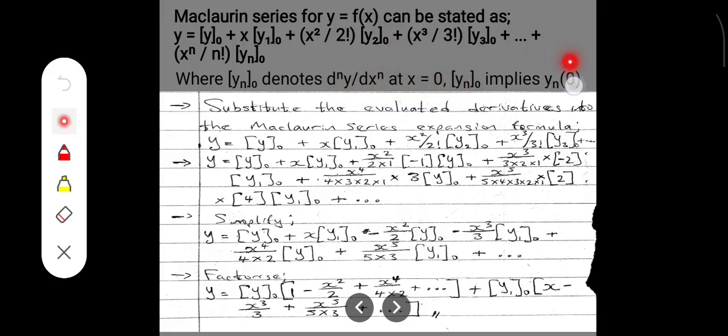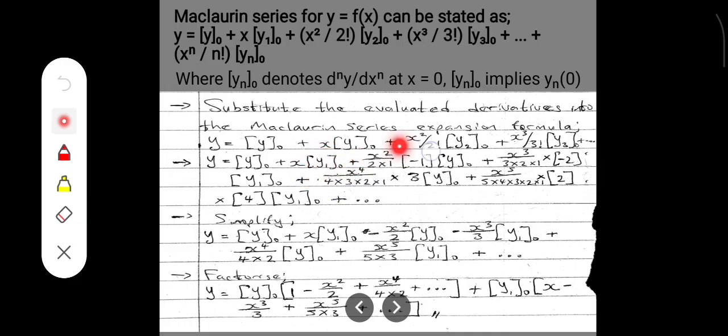And in some textbooks, y subscript n of 0, the way I wrote it in square brackets, can also be written like this. Now we substitute the evaluated derivatives into the Maclaurin series expansion formula. So I wrote out the formula again. Now we substitute the values of our higher derivatives. y is equal to y of 0. y of 0 is an initial condition. y1 of 0 is also an initial condition.